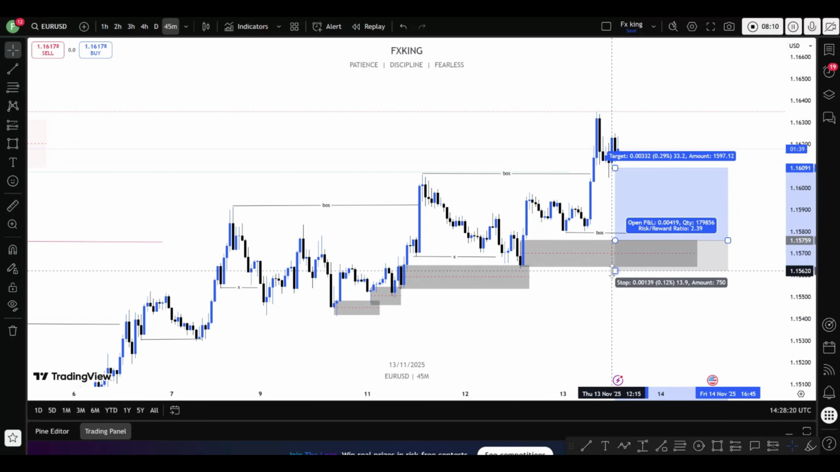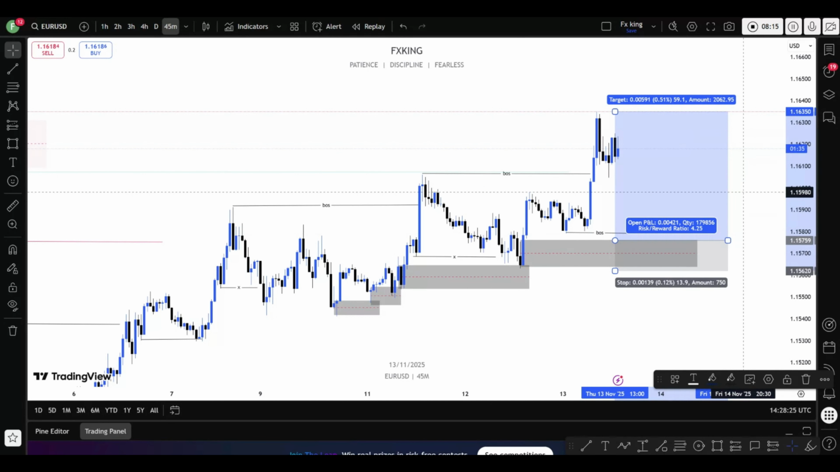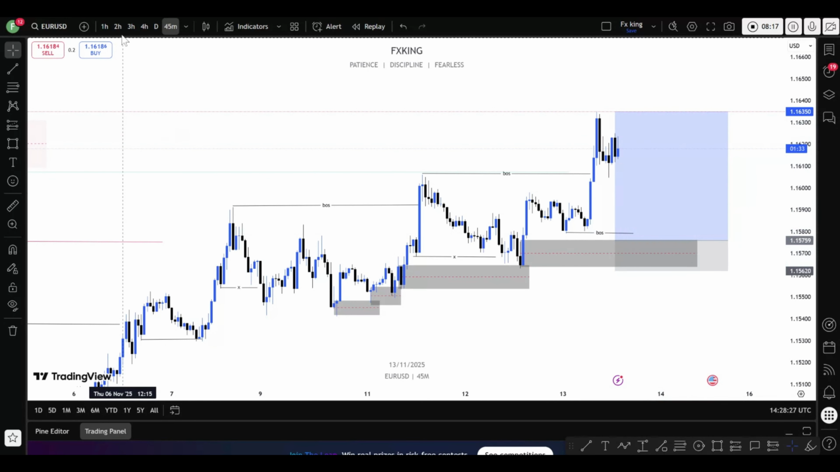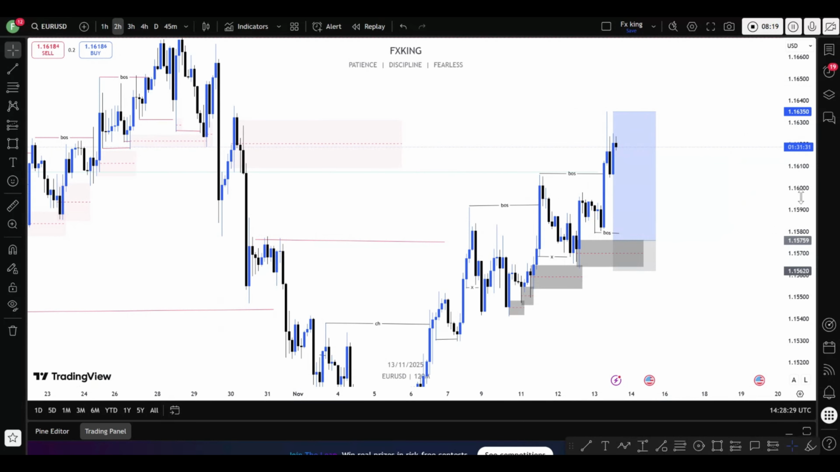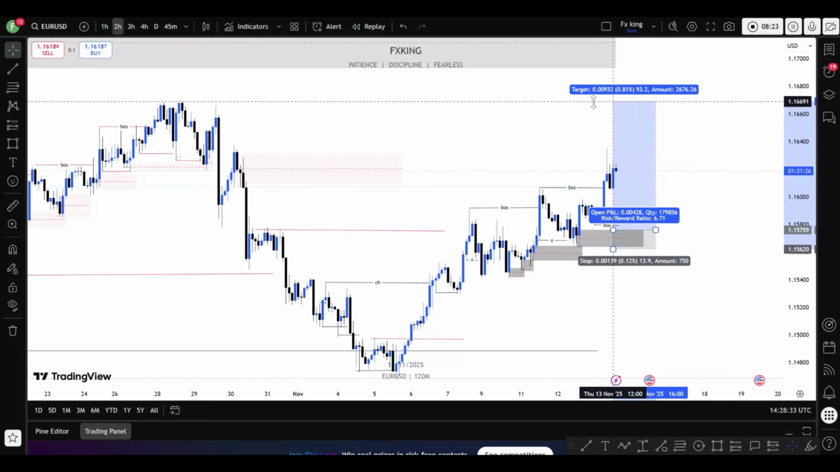If you enter, right, we need to use confirmation entry. This is how our first position should look. This is a 1:4.25. Then if we come back to a bigger time frame now, what we can likely do is extend our TP up to this high here, which will give us a 1:6.